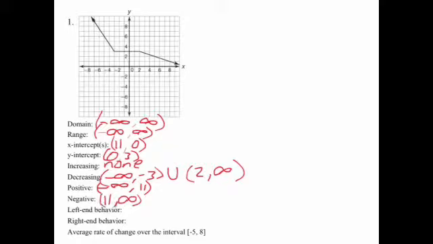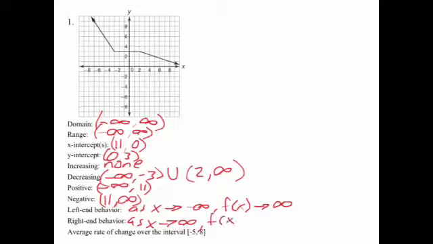My left-hand behavior is going to be as x goes to negative infinity, my function is going to go to, well, as we go left forever, my function just keeps going up and up without bound, so my function is going to go to positive infinity. For my right-hand behavior, as x approaches positive infinity, my function is going to approach, well, if I keep going right and right, the function keeps going down and down without bound, so it goes down to negative infinity.